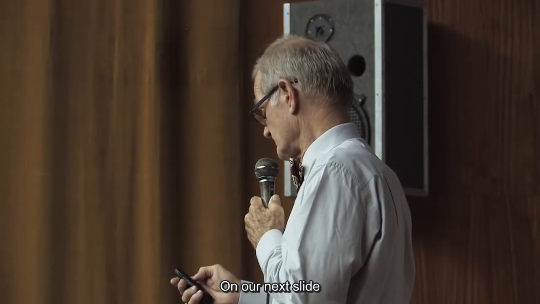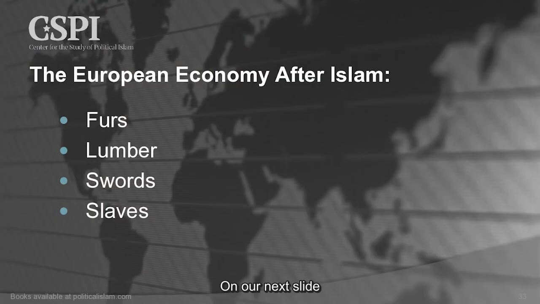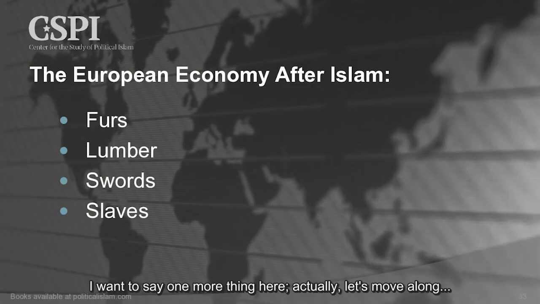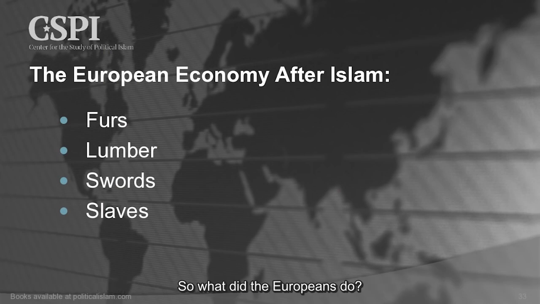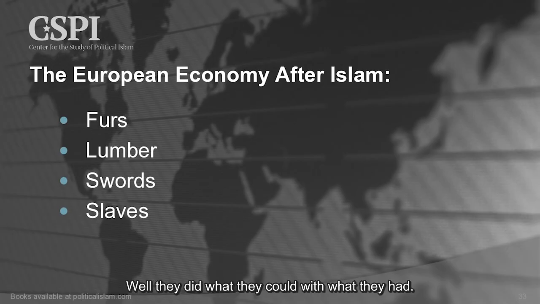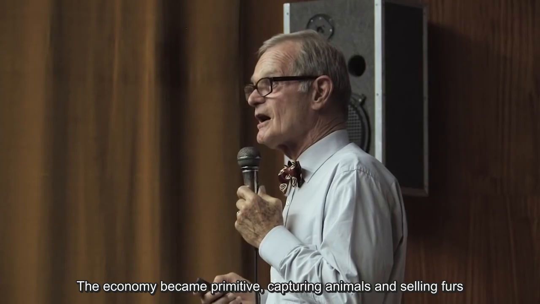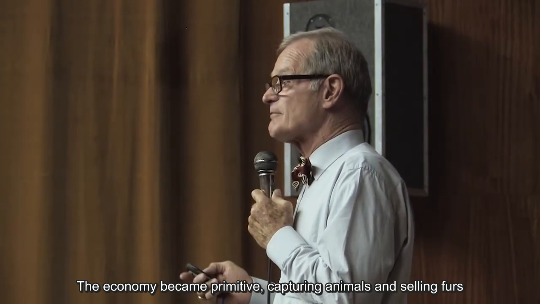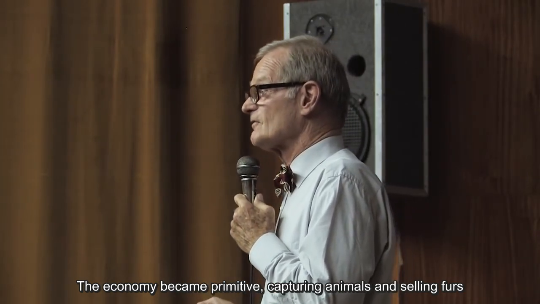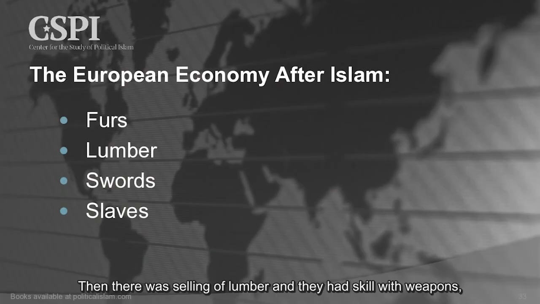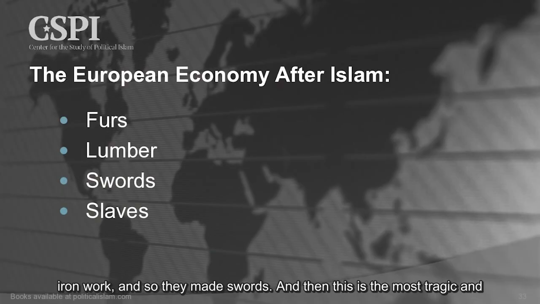Now then, on our next slide, I want to say one more thing here. Now let's move along. So what did the Europeans do? Well, they did what they could with what they had. The economy became primitive, trapping animals and selling furs. Then there was selling of lumber, and they had skill with weapons and ironwork, and so they made swords.